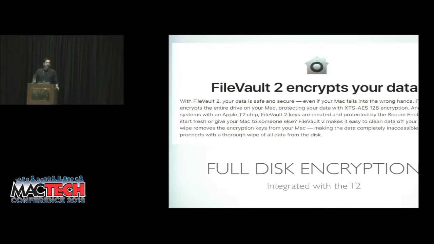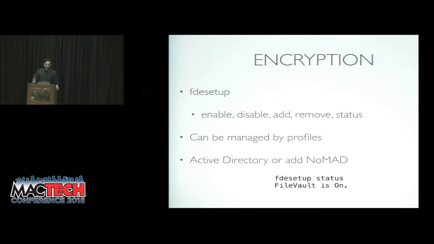So FileVault 2, and this is where I want to switch and start going into under the hood of some of these things. So FileVault 2 encrypts your data. It's full disk encryption as opposed to the original FileVault 1. And under the hood, it's this fdesetup command that can be used to enable, disable, add, remove, or get a status. If you see at the bottom, fdesetup status just says FileVault is on. That makes it really easy to report on the status of one of these machines.